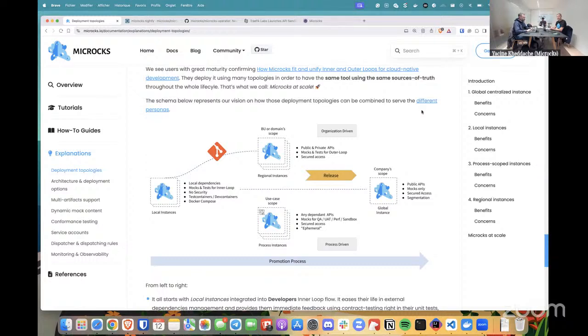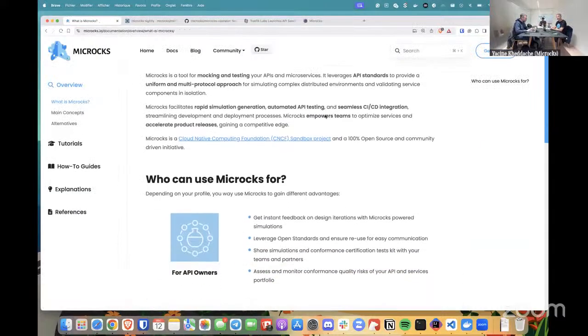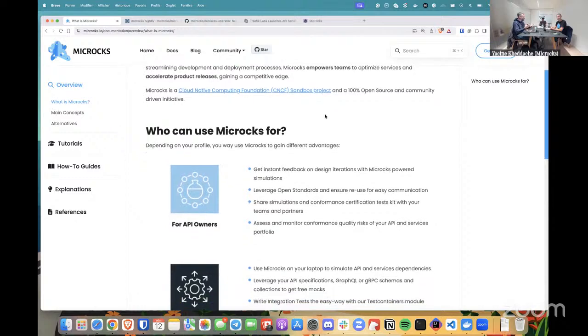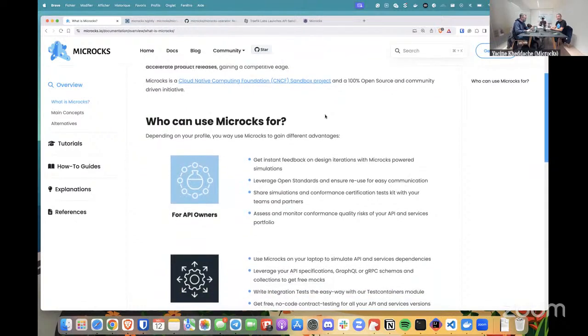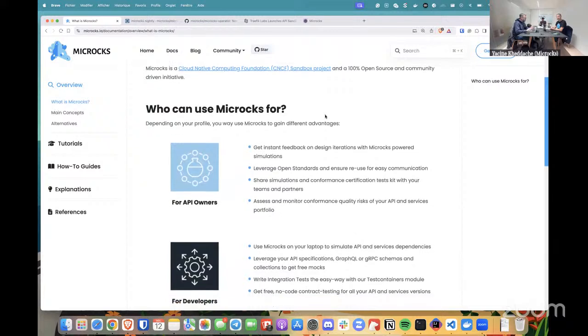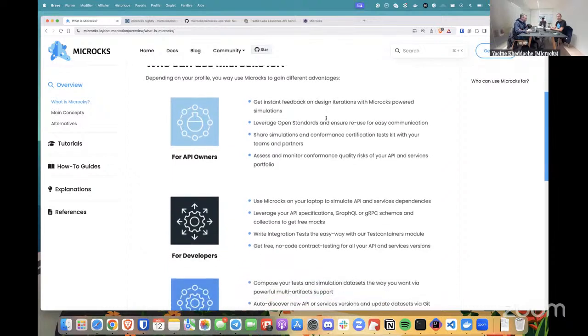But one thing that is also really important, and some people haven't noticed, is that some weeks or months ago we worked on what we call the different personas that may be interested in Microcks. That is a page that is not checked much by people looking at the documentation, but it's worth having a look. We try to make the association between deployment topologies, deployment patterns, and the kind of personas you are targeting.